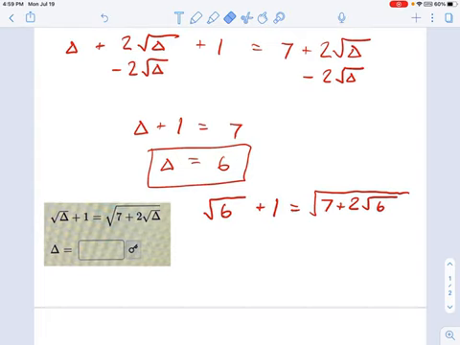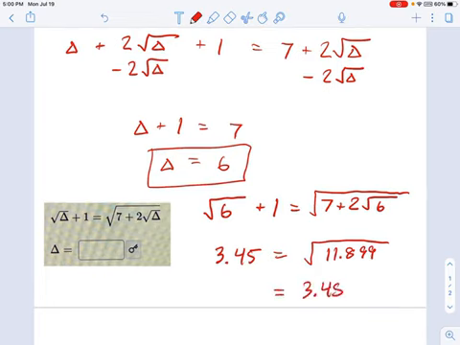Square root of 6 plus 1 is equal to, where's my pen? Give me my pen back. 3.45. And 2 square root of 6 plus 7. And then, okay, so 2 square root of 6 plus 7 is 11.899. And the square root of that is, oh, look at that, 3.45. Great.